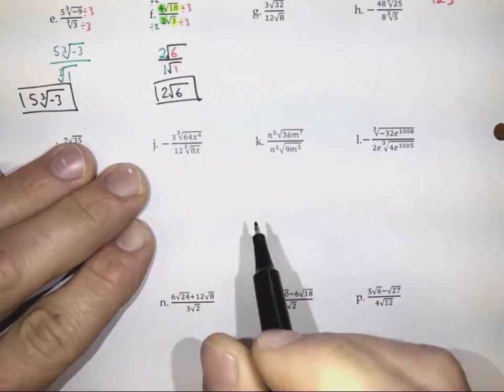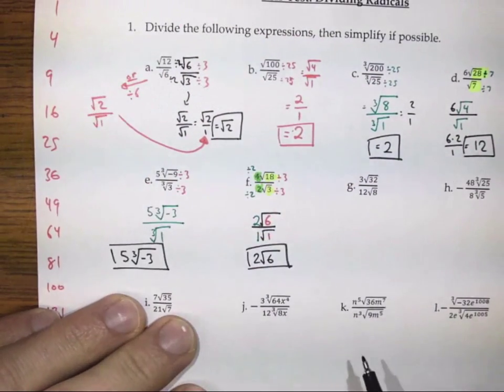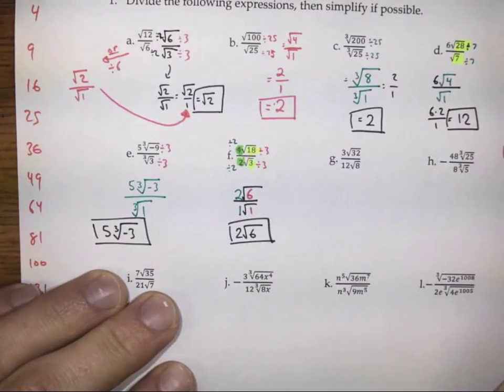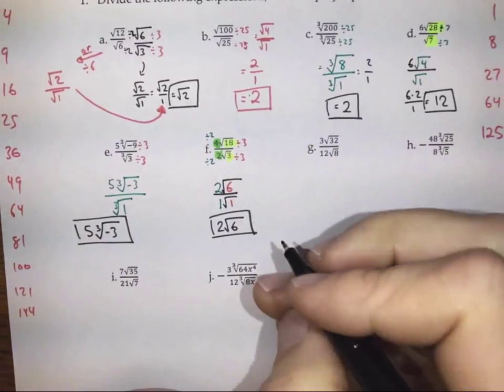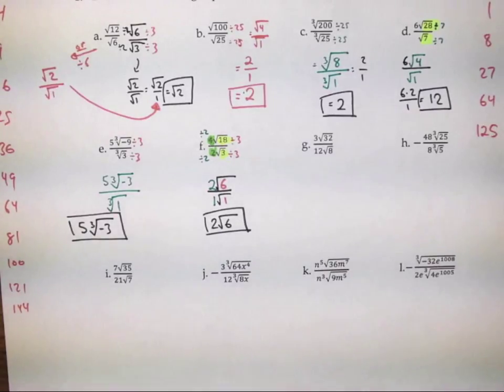Now I might stop and ask myself, is there some perfect square that maybe is a factor of 6? Because maybe I could simplify that further. But there isn't. So we're going to leave it there. That's fully simplified.